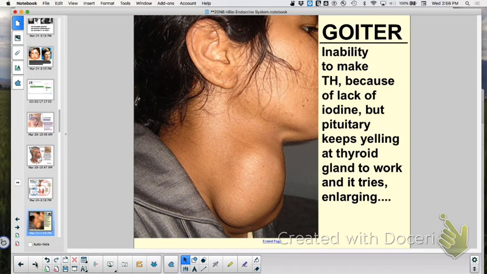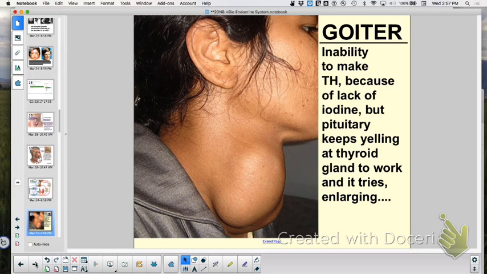So the hypothalamus is screaming at the pituitary, the pituitary is screaming at the thyroid gland. And all of that screaming with thyroid stimulating hormone on the thyroid gland makes it get bigger and bigger and bigger. How do we solve the problem? Get what in our diet? Iodine.